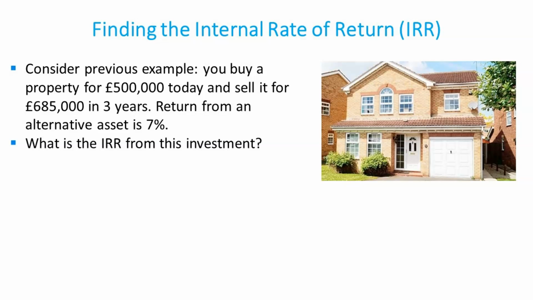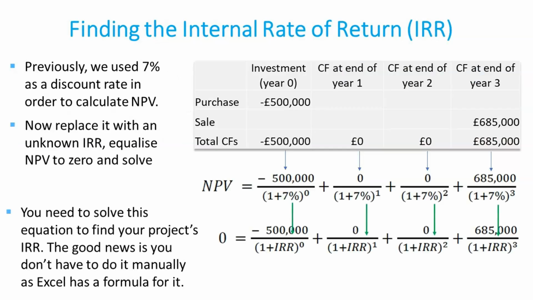Let's calculate. This is the table which we've had already, the table with our cash flows. So we can see the actual purchase price, cash flow in year 0. Then there are no cash flows in year 1 and year 2. And then at the end of year 3, we sell the property and receive our sale price, $685,000.